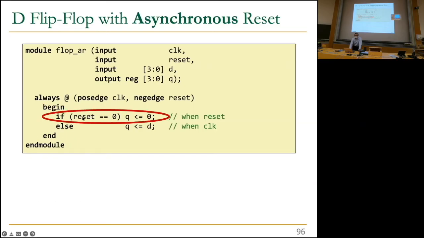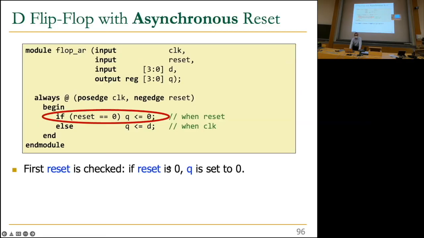So here, let's take a look at what happens. If reset is equal to 0, then the output of the flip-flop gets 0, regardless of the clock. So you first check the reset. Is reset 0? Q is set to 0. Because when reset goes from 1 to 0, independently of the clock, the statement gets executed.